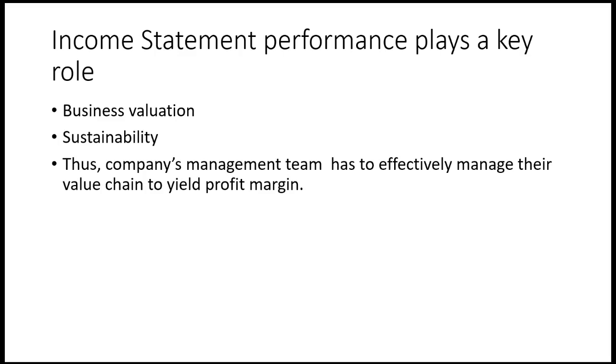One has to also be able to do a pro forma for the income statement to see how much profitability we think the business is going to generate over the next, typically you forecast with 5 years. Thus, the company's management team has to effectively manage their value chain to yield profit margin. And, so what do I mean by value chain?